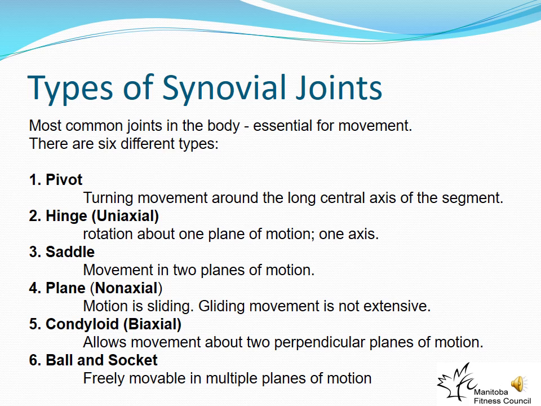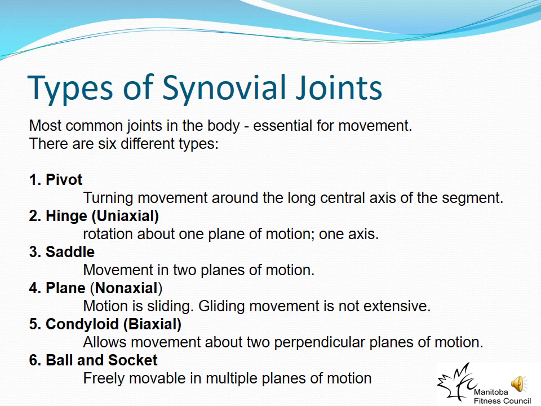A saddle joint is a joint that allows movement in two different planes of motion. An example of that is our thumb joint. Our plane joints are when two bones come together and they slide. They don't hinge or rotate, but they glide one on top of each other. They don't glide a lot; there's not that much movement. Examples for gliding or plane joints are the wrist joints or the ankle joints. These are usually plane joints.